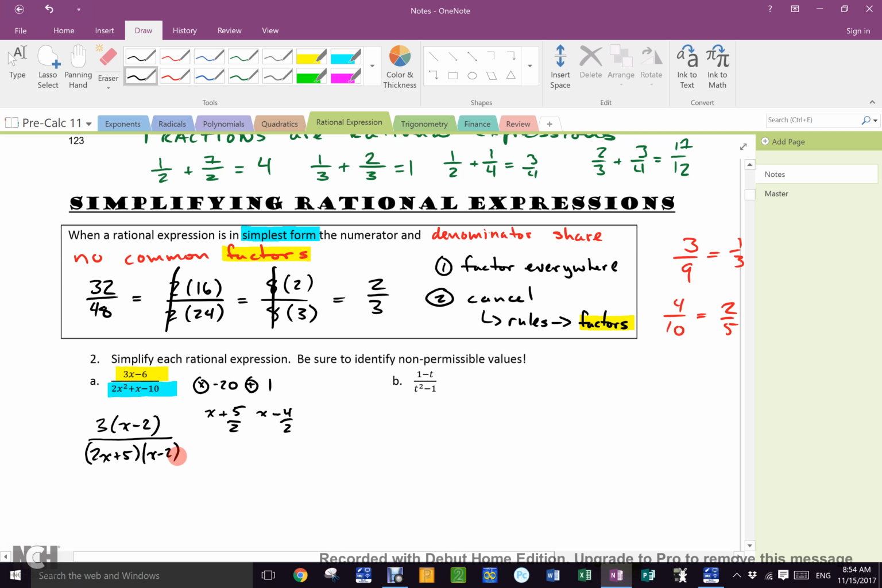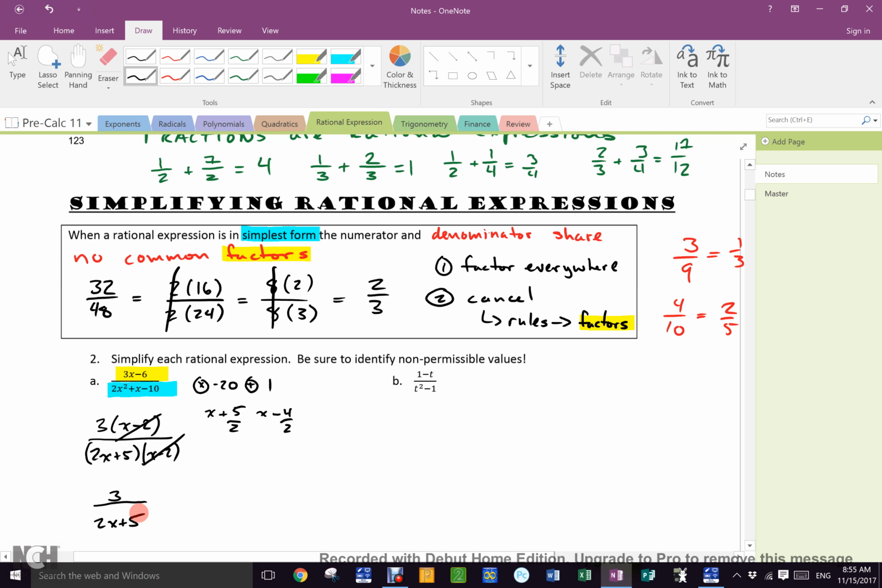Everybody cool? Now, is there a common factor? What is it? Are there any other 3s? Yes, it is x minus 2. So what do I get to do with factors that are common? What did I do when I was doing fractions? Cancel them out. So what do I do here? Cancel them out. Because x minus 2 divided by x minus 2 is 1, isn't it? So my final simplified answer is 3 over 2x plus 5.